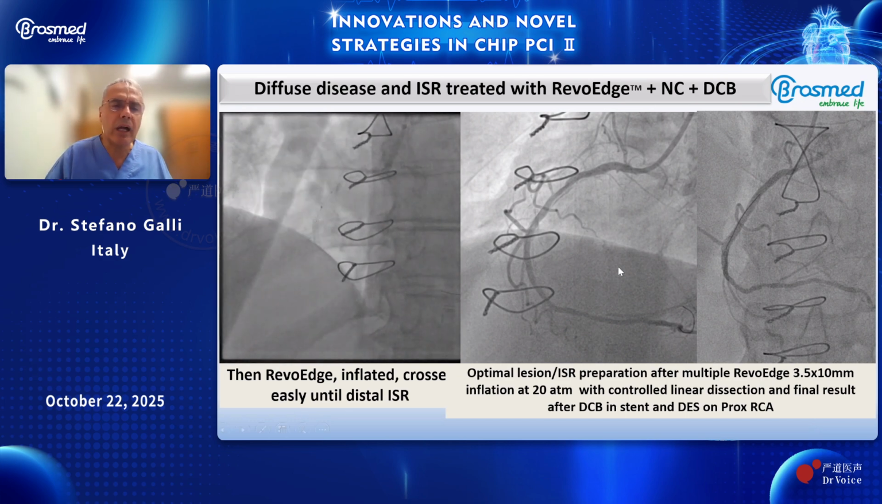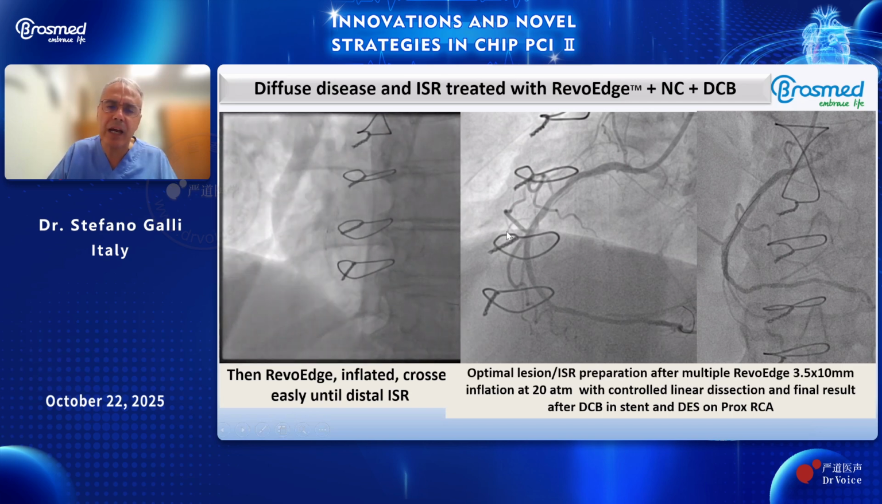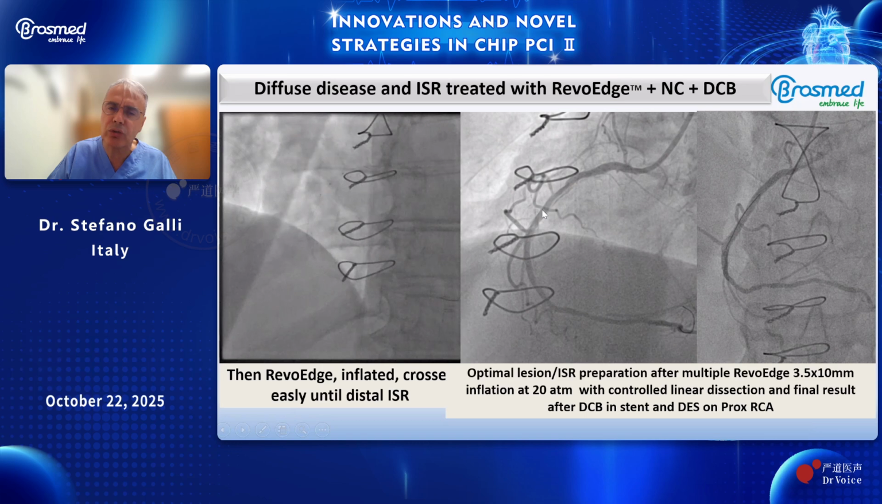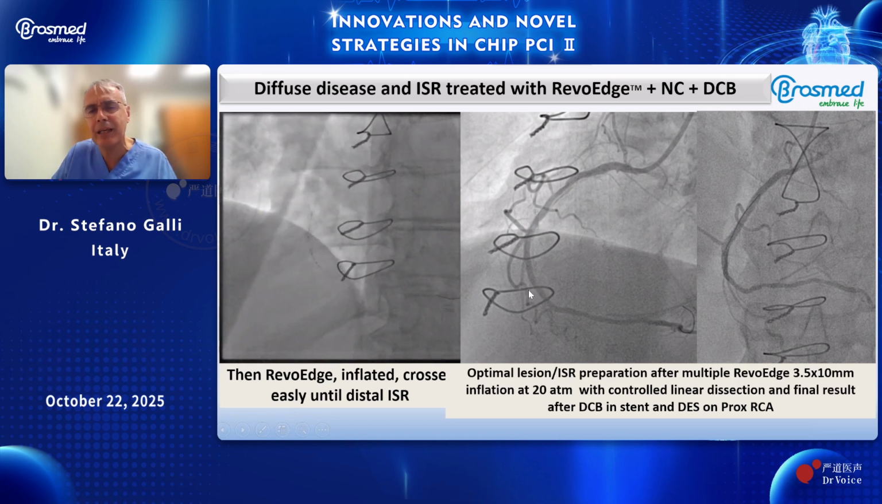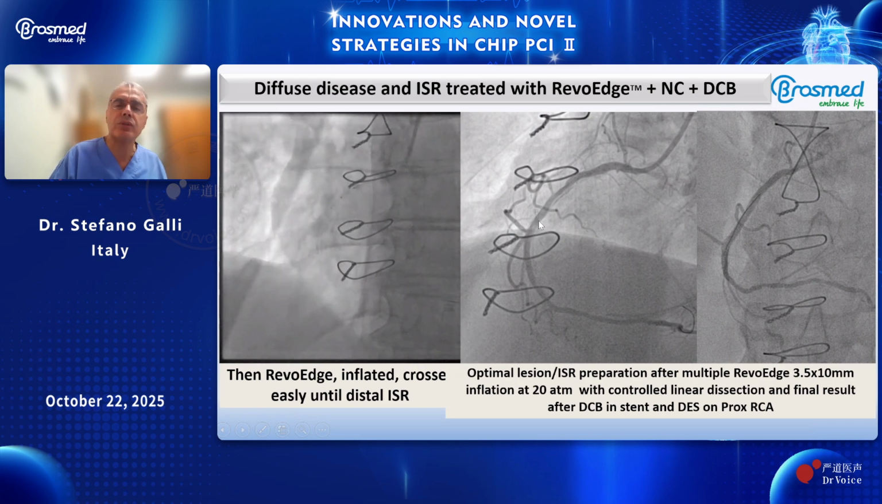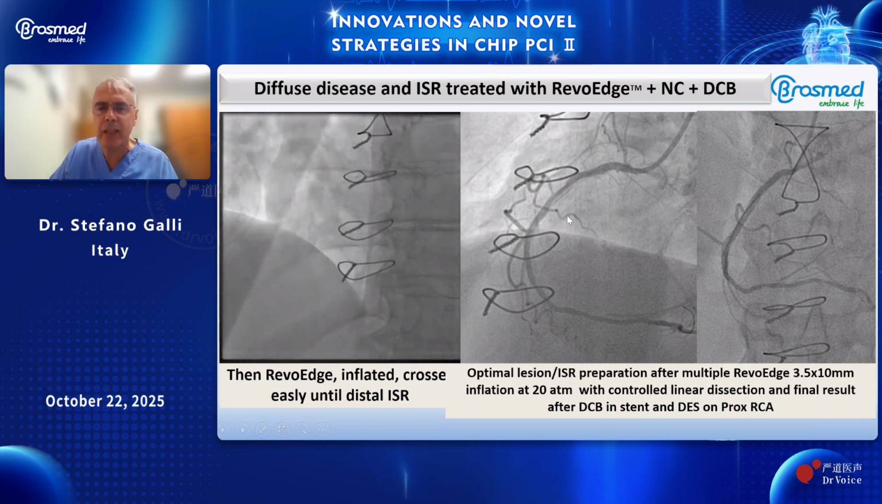And can we prepare very well the ISR inside the stent? You can appreciate the focal dissection, a controlled linear dissection that we fix distally with this DCB inside the previous stent, and with a new stent in the proximal portion.